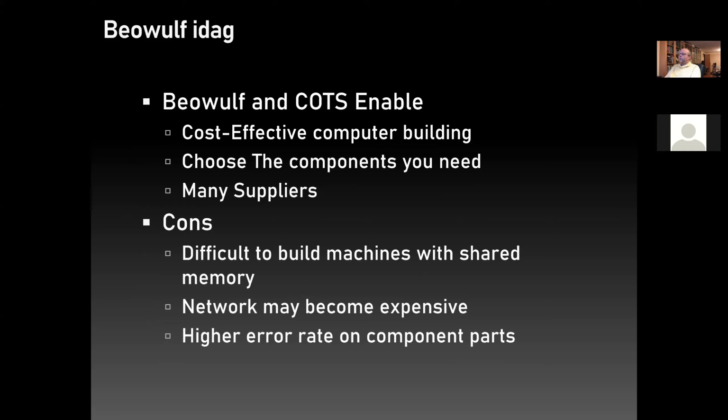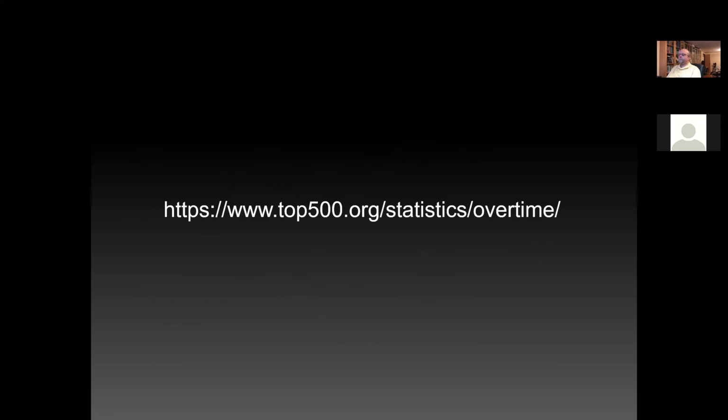And some of the network architectures behind these machines can be really expensive. So if you want a really fast network, the network cost can be really high. And also, because it's commodity off the shelf components, you can have higher failure rates on the components themselves. But usually you design that into the cluster so you can cope with a couple of servers being down for maintenance without any problems.